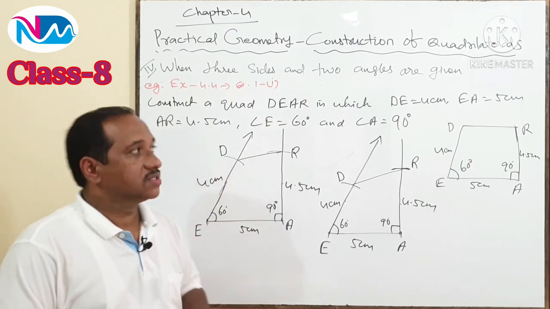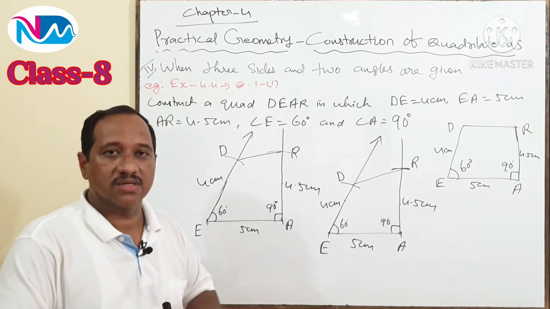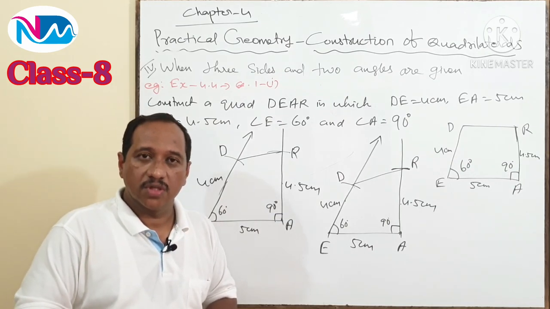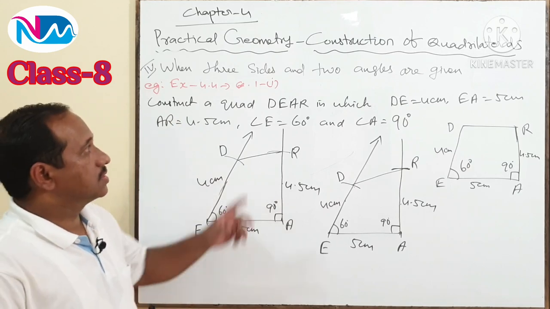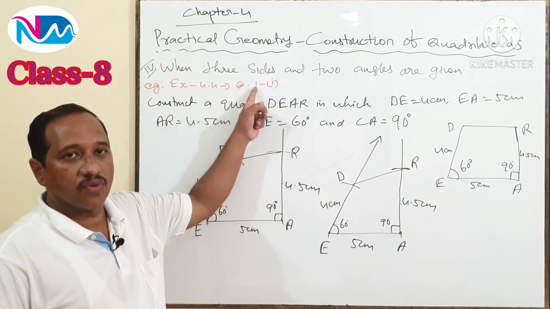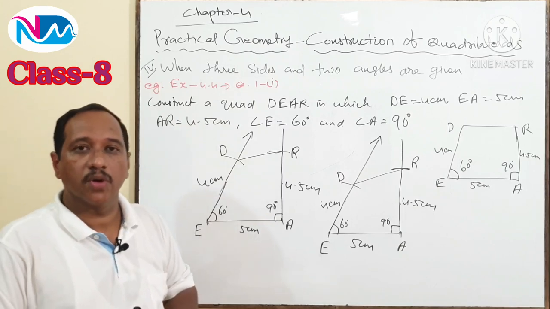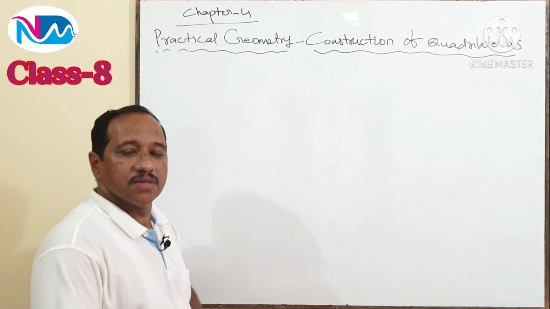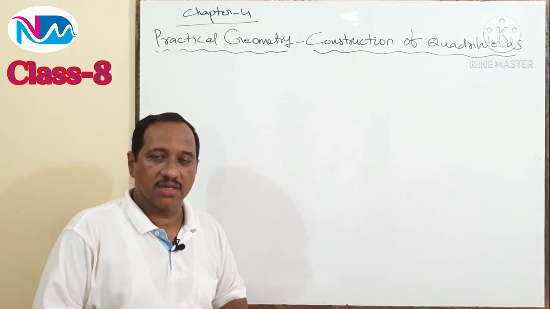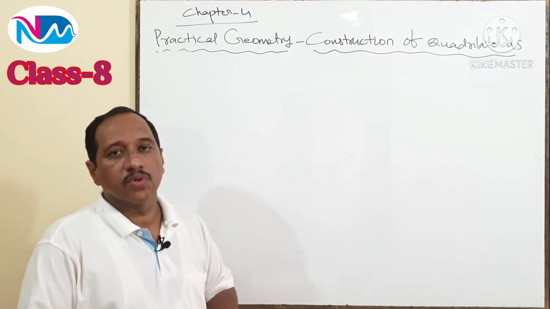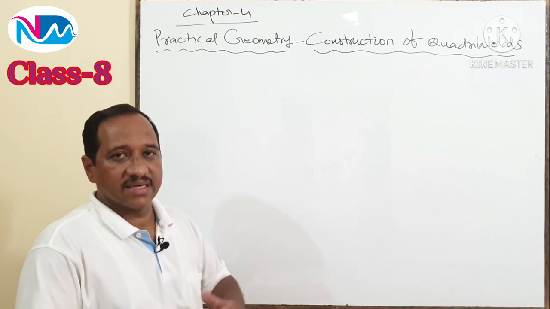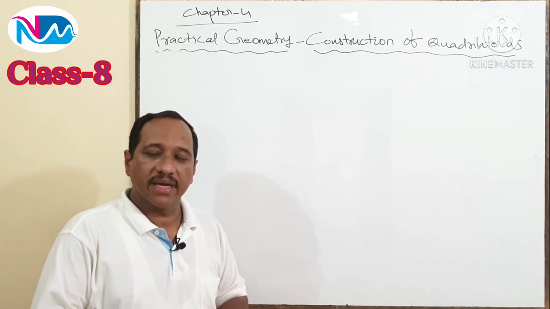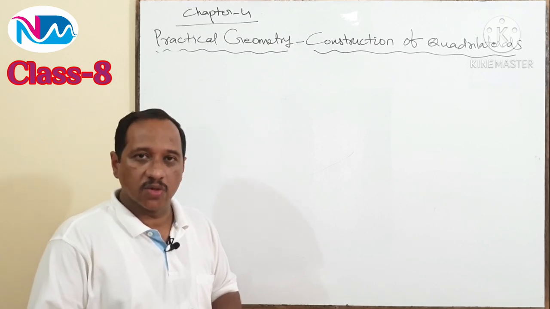So, my dear students, this is how to construct a quadrilateral when three sides and two angles are given. For practice, you do question number 2 and question number 1 from exercise 4.4. My dear students, I hope all of you understood the different methods of constructing a quadrilateral. Now we will focus on a few questions given in some of the exercises which are exceptional. The first one is from exercise 4.2, the third one.